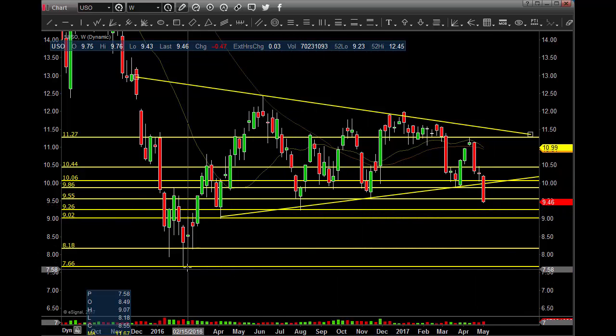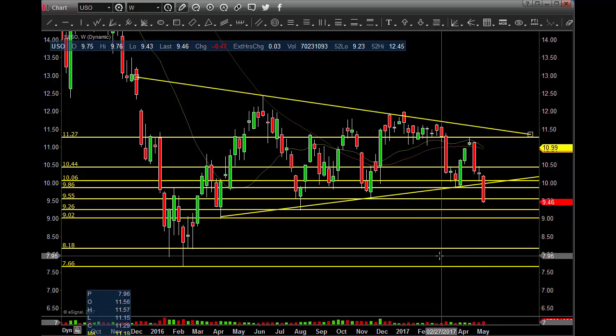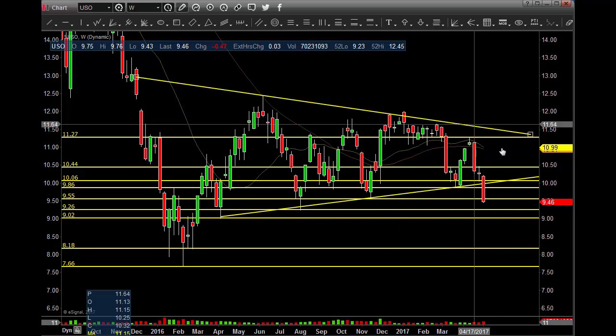Again, I still think we're going down here, and if it tests the 766, we could possibly get into the $6 area somewhere in here. So watch out for this chart. This is getting really ugly.